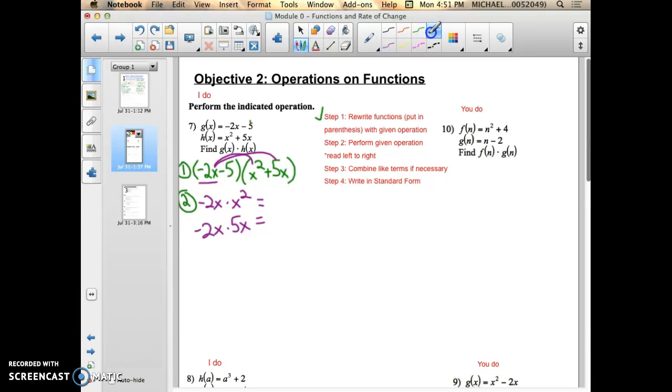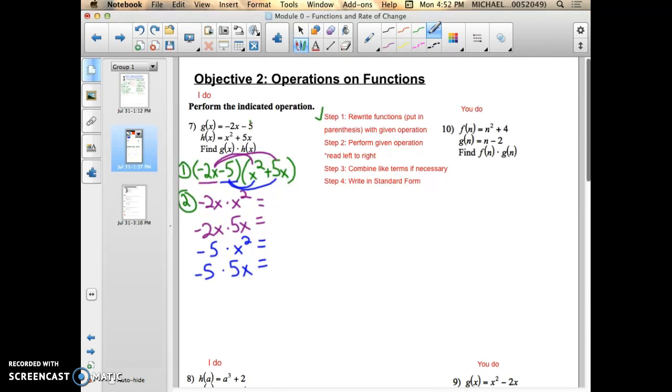Now, I'm done with the first term of the first binomial, negative 2x. I move on, and I'll switch colors, to the second term of the first binomial that I haven't done anything with yet, which is negative 5. I'm going to multiply this with the first term of the second binomial, x squared. And then I'm going to multiply negative 5 by the second term of the second binomial, which is 5x. And it's going to give me 4 new answers.